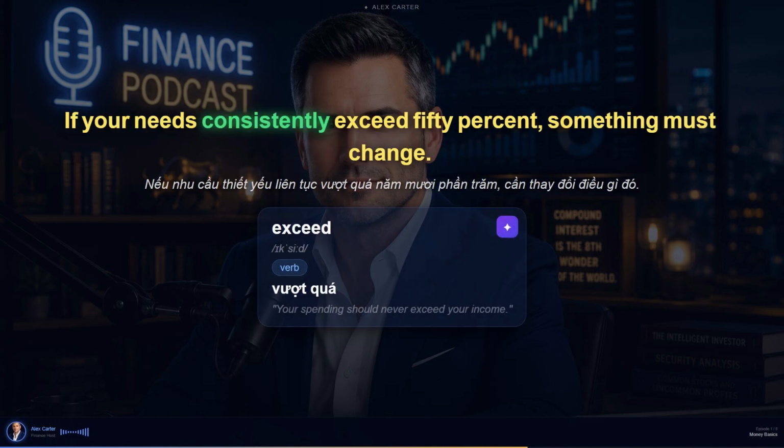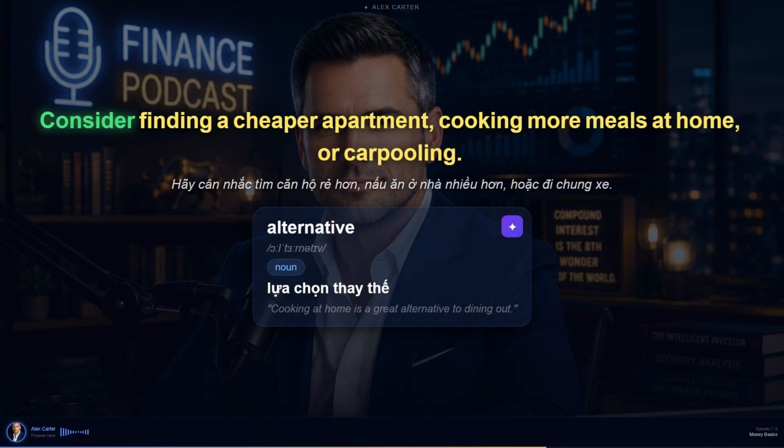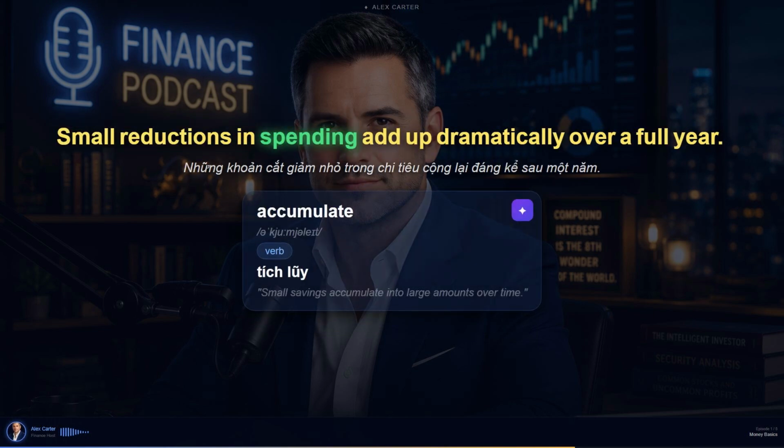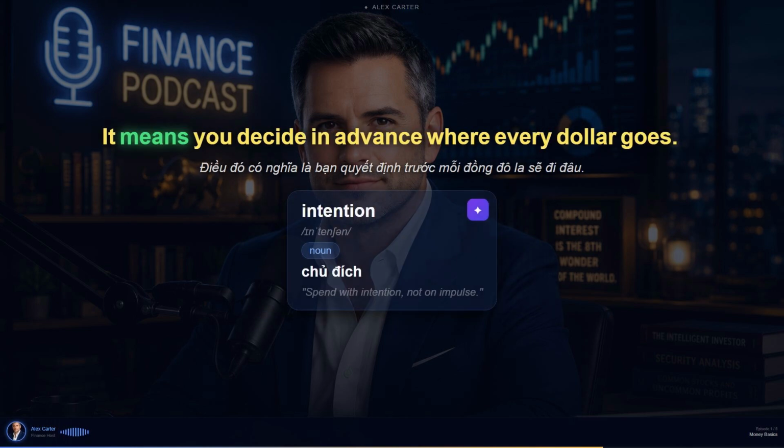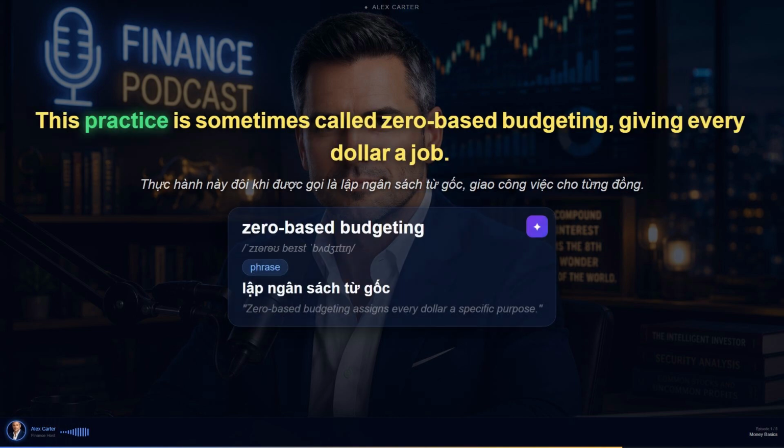If your needs consistently exceed 50%, something must change. Consider finding a cheaper apartment, cooking more meals at home, or carpooling. Small reductions in spending add up dramatically over a full year. A budget is not a punishment. A budget is a plan. It means you decide in advance where every dollar goes. This practice is sometimes called zero-based budgeting, giving every dollar a job.